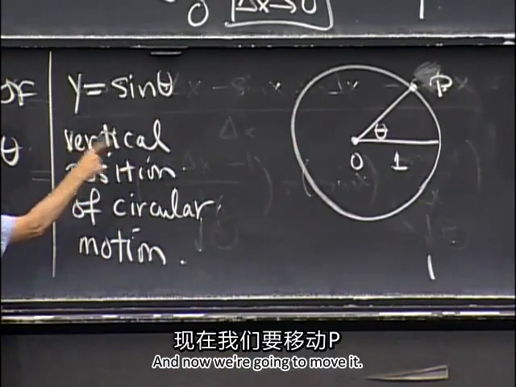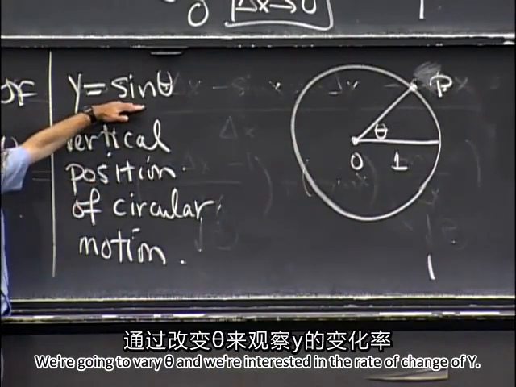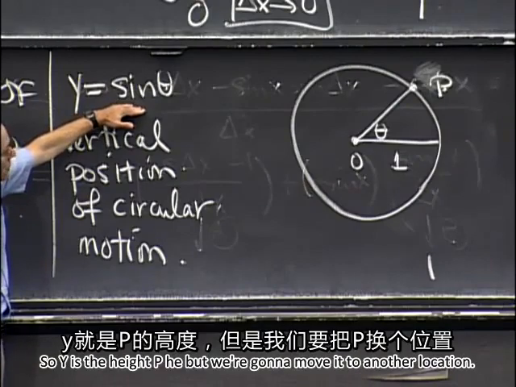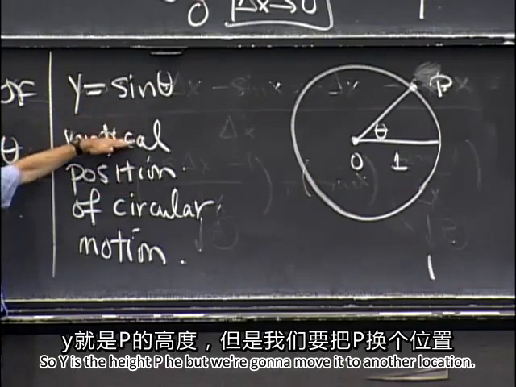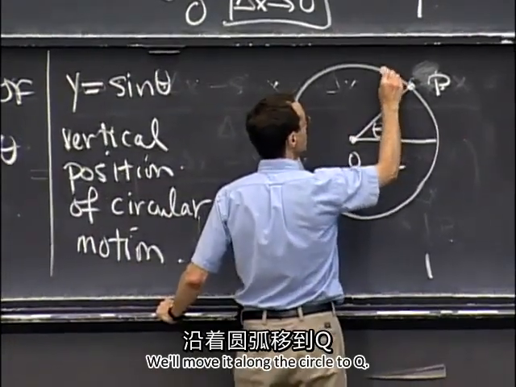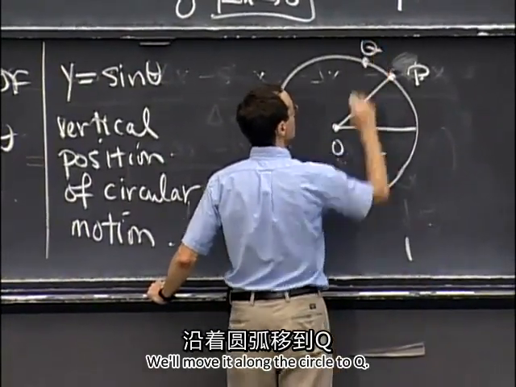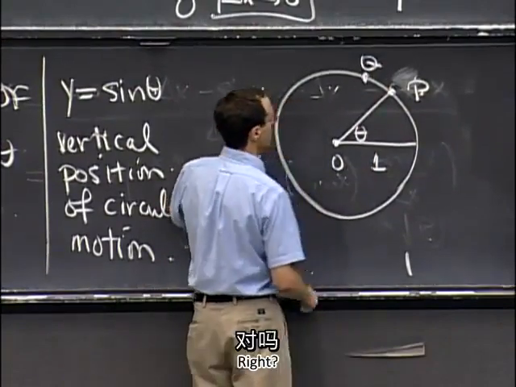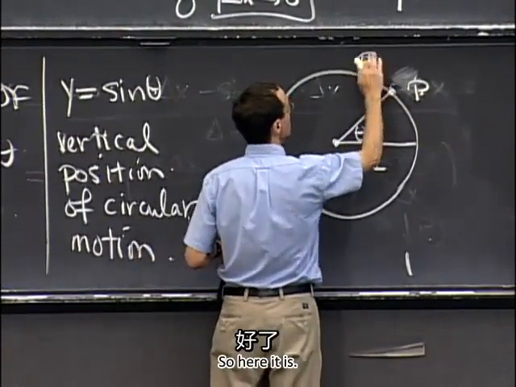All right, and now we're going to move it. We're going to vary theta, and we're interested in the rate of change of y. So y is the height of P, but we're going to move it to another location. We'll move it along the circle to Q. All right, so here it is.